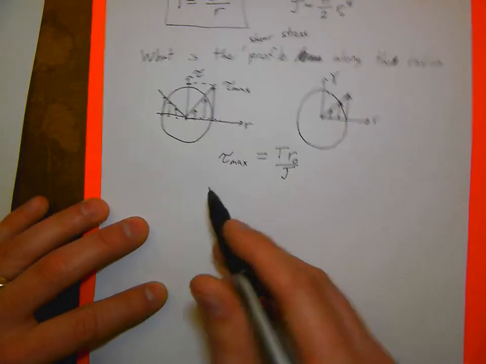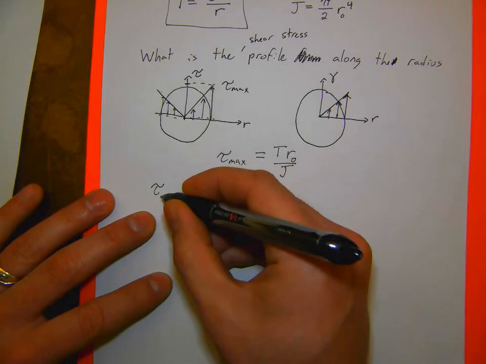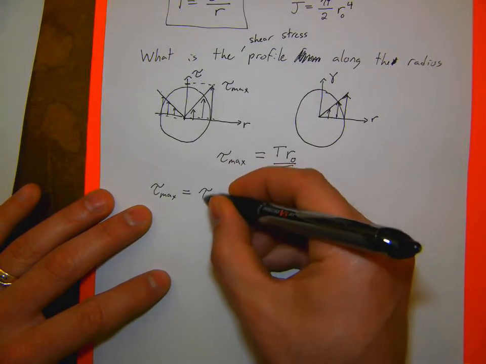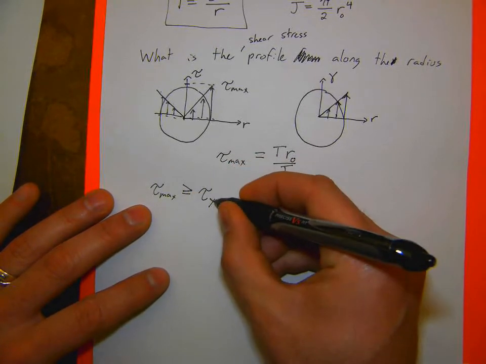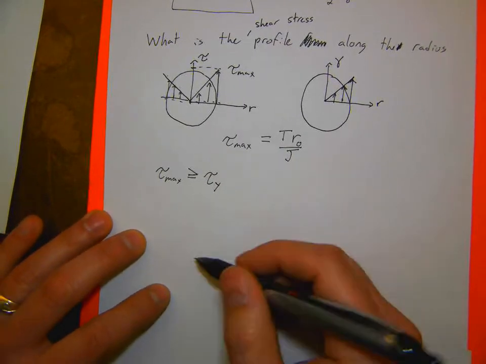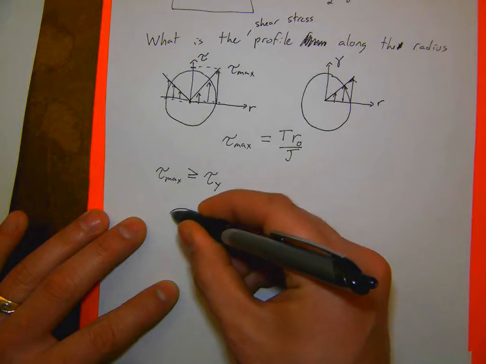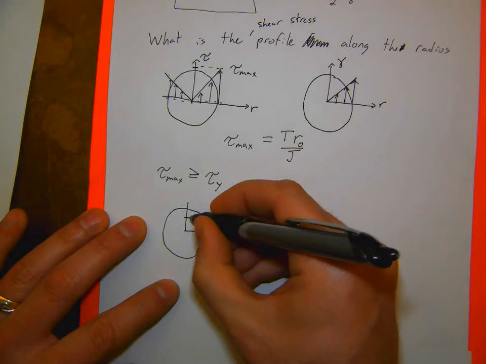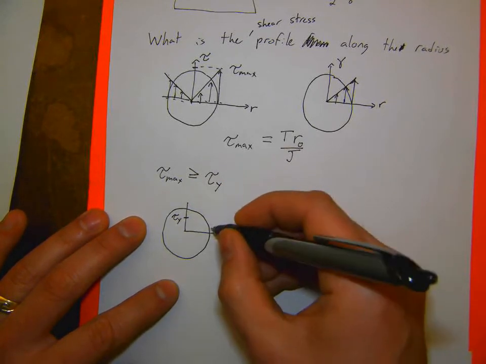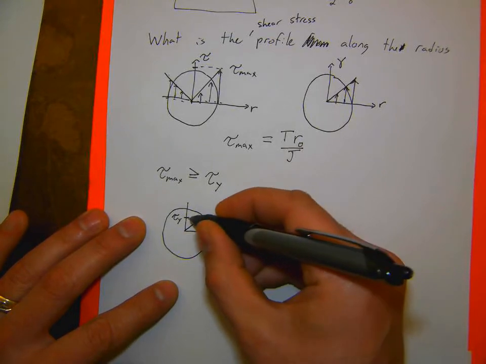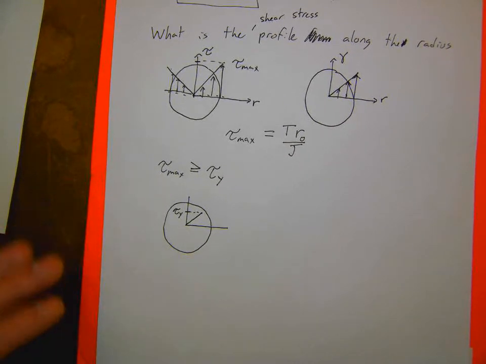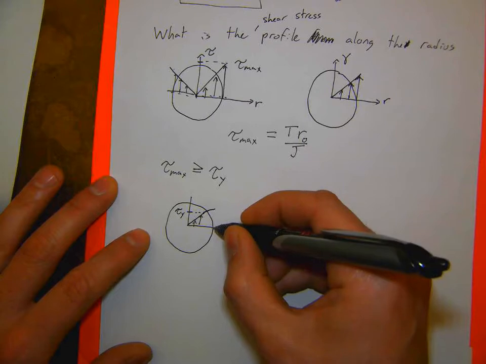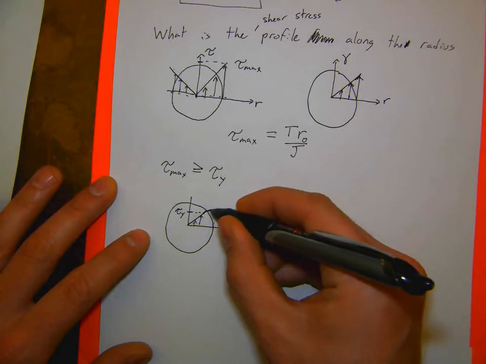So what I now want to see is what happens when tau max starts surpassing the yield strength, greater than or equal to tau yield. So what starts to happen in our profile is if I have some yield strength tau y now, and I hit that yield strength before I get to the outer part of the circle, then I'll start to plastically deform the outer edge of the specimen.